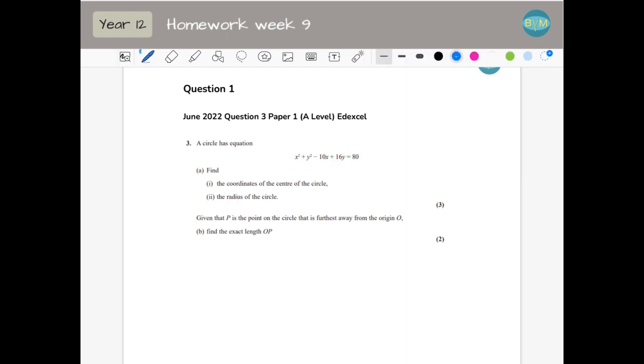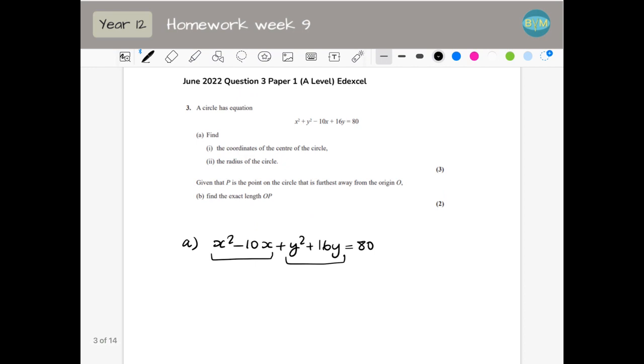The first thing we are going to do is to write the equation in a more convenient way. So we have x squared; I'm going to put together the x's and the y's. So y squared plus 16y equals 80, because I'm going to complete the square here and complete the square here. If I complete the square with the x, I have x minus half that, squared, and then minus 5 squared, 25. Then I complete the square with the y's, and I have y plus half that, 8, squared, minus 8 squared, 64, and then equals 80.